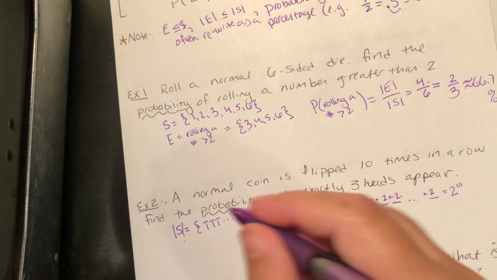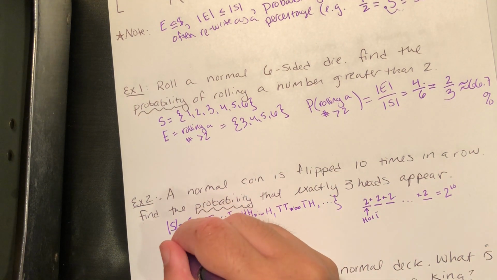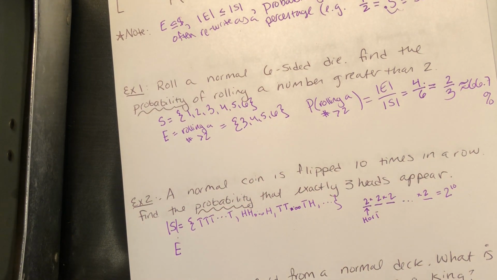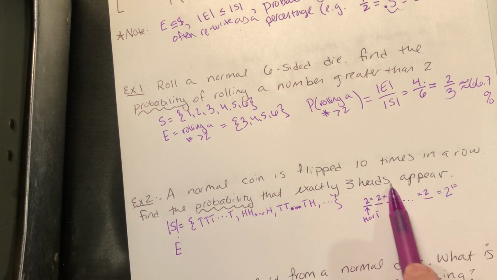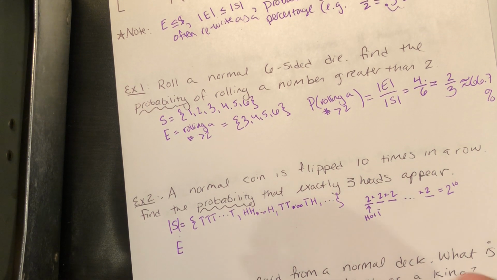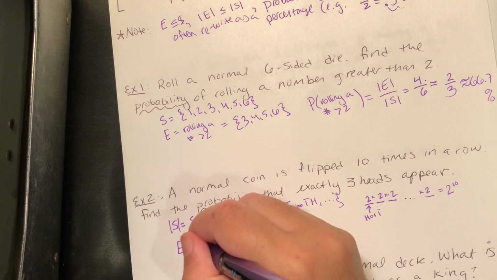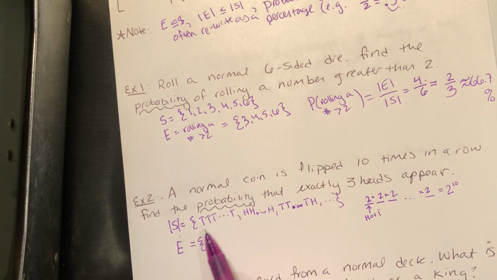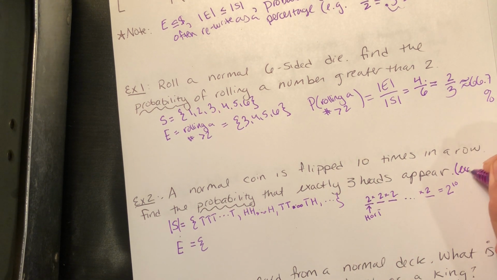All right, now we want to find the probability that when we flipped that coin 10 times, we got exactly 3 heads, which means our E here is going to be all of the different sequences of 10 coin flips where you have exactly 3 heads, and thus you would have exactly 7 tails.